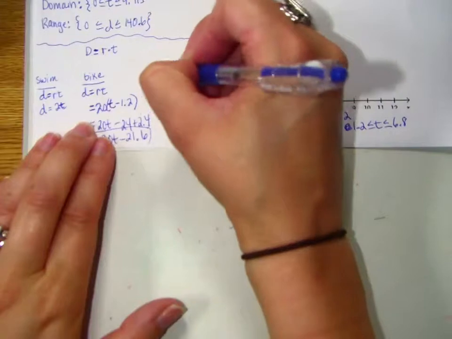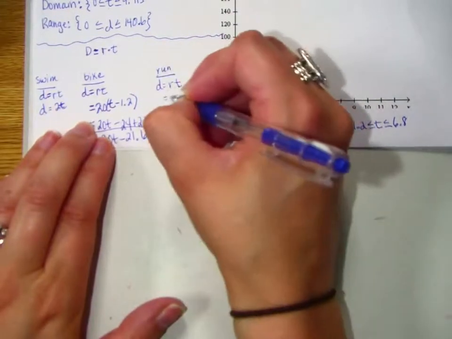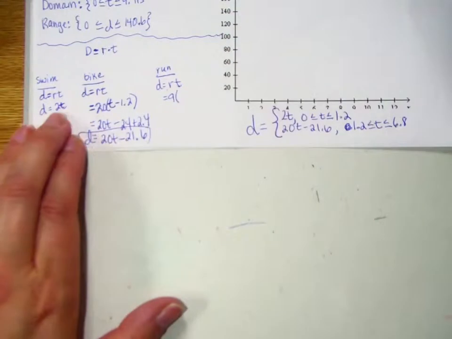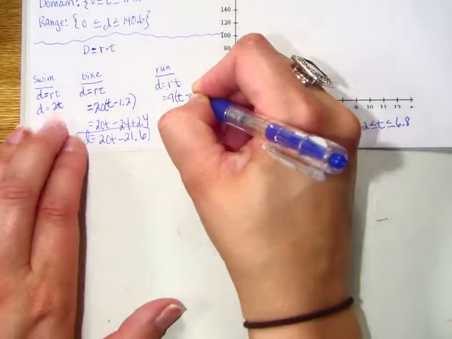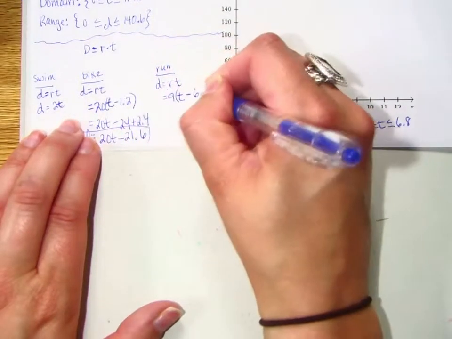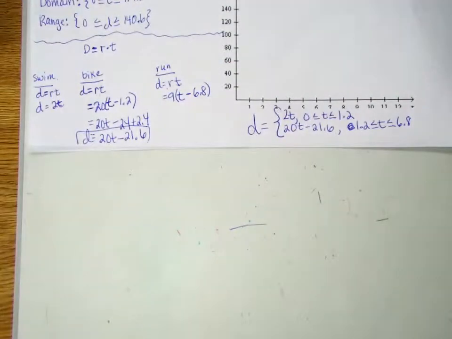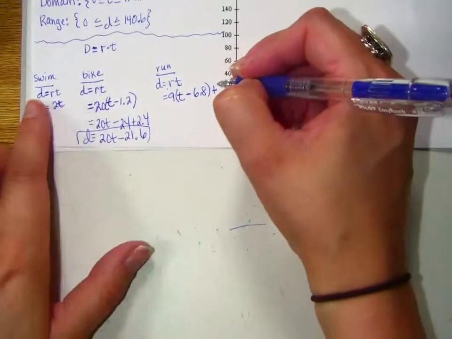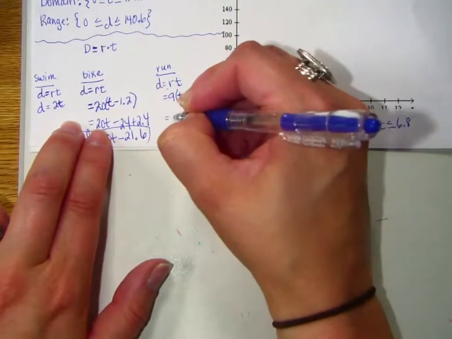Okay, last part. Now we're looking at the run. It's going to be pretty similar. We have our rate, which for the run is 9 miles an hour. Her run time is the total time, but minus the time that she spent swimming and biking, which is a total of 6.8 hours. And then we need to add on the distance she's already gone from swimming and biking, which is a total of 114.4. And then you can distribute and simplify.